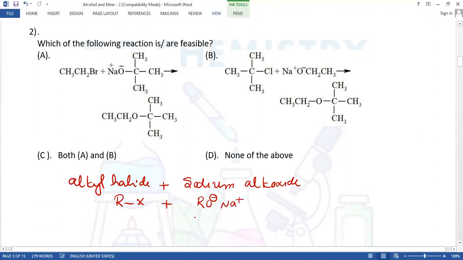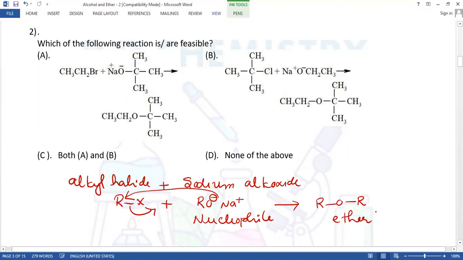Generally, alkoxides are nucleophiles. It can act as the nucleophile, correct? Nucleophile attacks the carbon atom containing the halogen. Halogen goes out, and now we'll get sodium halide. So we'll get now ROR, so that we'll get ether. Can you identify this reaction? This is a famous reaction, and this reaction is called Williamson's synthesis, right? This is known as the Williamson's synthesis, correct? Now, ether should be formed, okay?